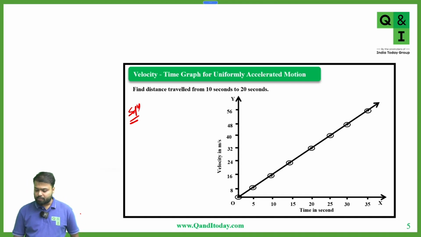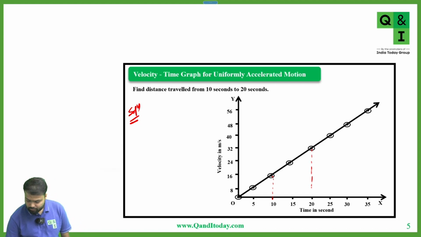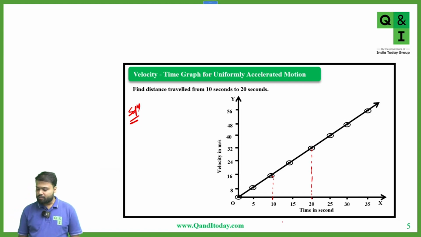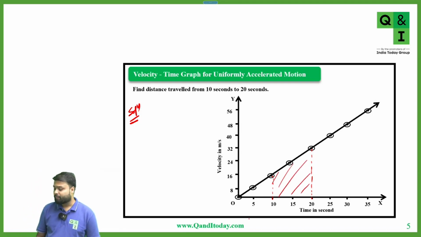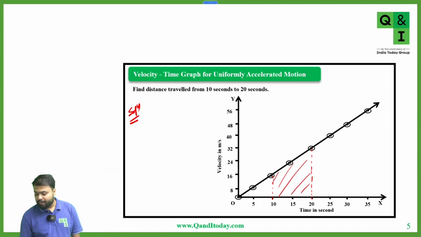Now, what is the answer to this question? We have to calculate the distance traveled from 10 seconds to 20 seconds. If velocity and time are given, how do we calculate the distance traveled? Is the distance traveled the area under the graph, yes or no? If the velocity time graph is given and we calculate the area for the given time interval, we get distance, yes or no? Very good. Now we can calculate this area.